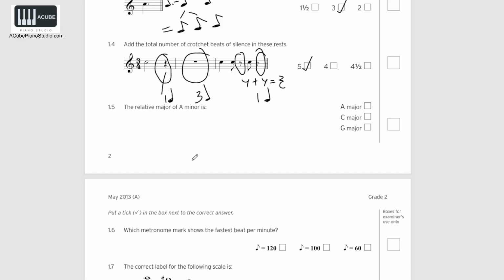Next, we are asked the relative major of A minor. A minor does not have any sharp or flat. A minor has no sharp or no flat. So the relative major would be C major.